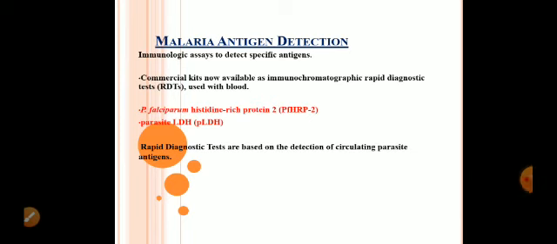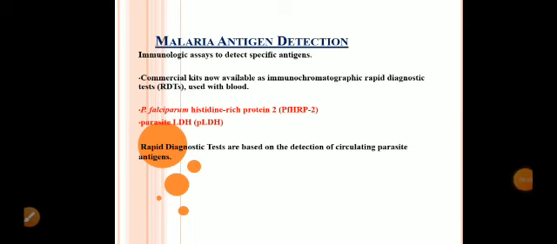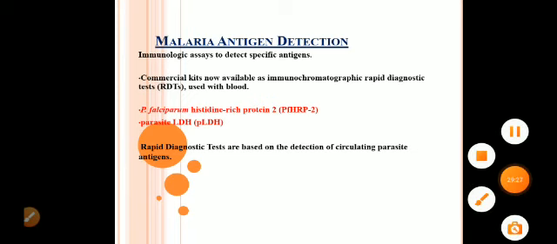Coming to antigen detection, an immunological assay to detect a specific antigen. There are commercially available kits as immunochromatographic rapid diagnostic test: falciparum histidine rich protein and parasite LDH. Rapid diagnostic tests are based on detection of circulating parasite antigen. There are two, that is histidine rich protein and parasite LDH.